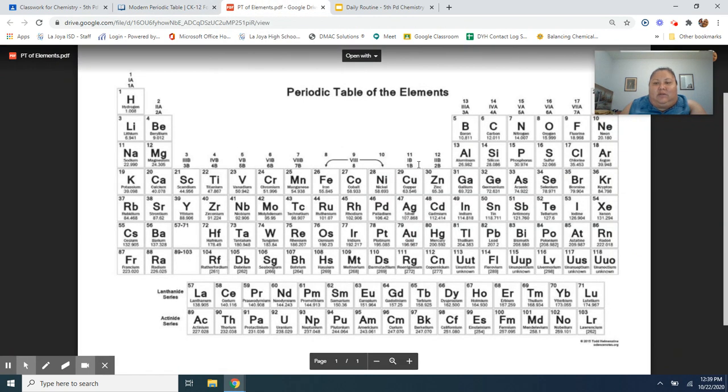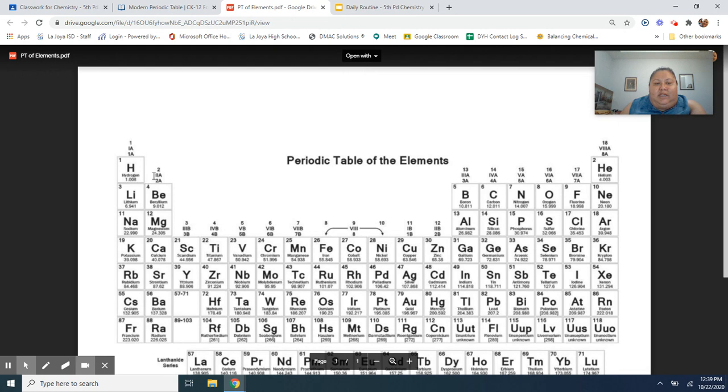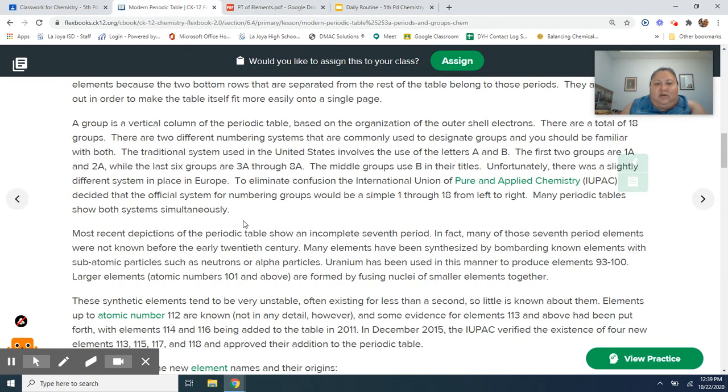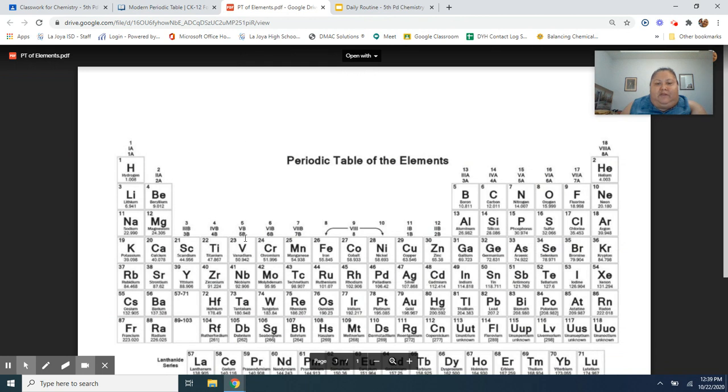And here you can see them, guys. 1A, 2A, 3A, all the way to 8A. The middle groups use B in their titles. So we have 3B, 4B, 5B, 6B, 7B, 8B, 1B, 2B. The United States system doesn't go into detail. Some people just think it's easier to identify the valence electrons if we use it. That's something we'll talk about later. We're not going to talk about it just yet.